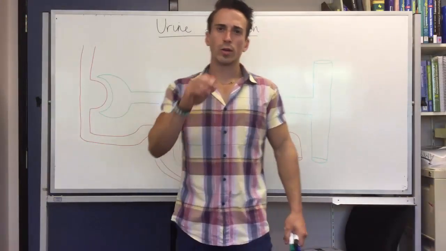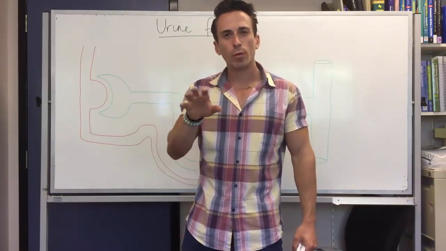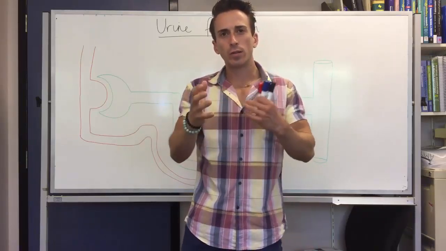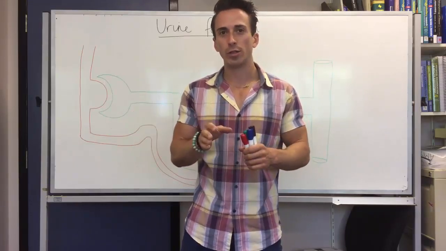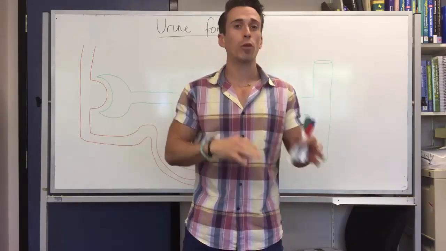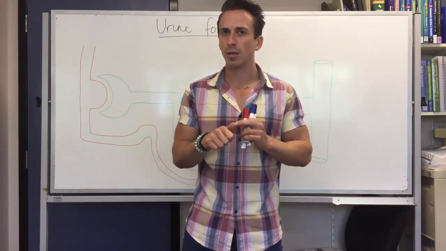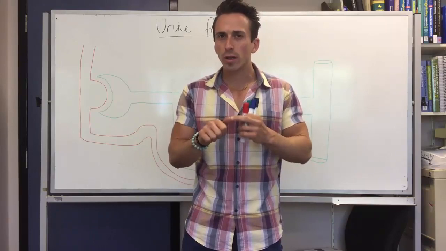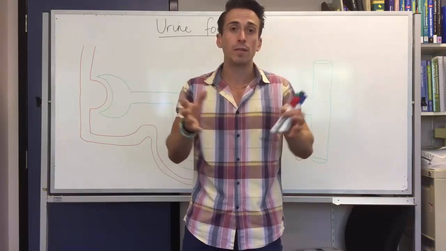So let's have a quick look at how the blood in our body moving through into the kidneys gets filtered and ultimately forms urine. So we're going to have a look at urine formation. A couple of things: you need to go through the previous videos and understand what a nephron is, understand how the blood supply gets to the nephron and how that blood supply starts to become filtered.